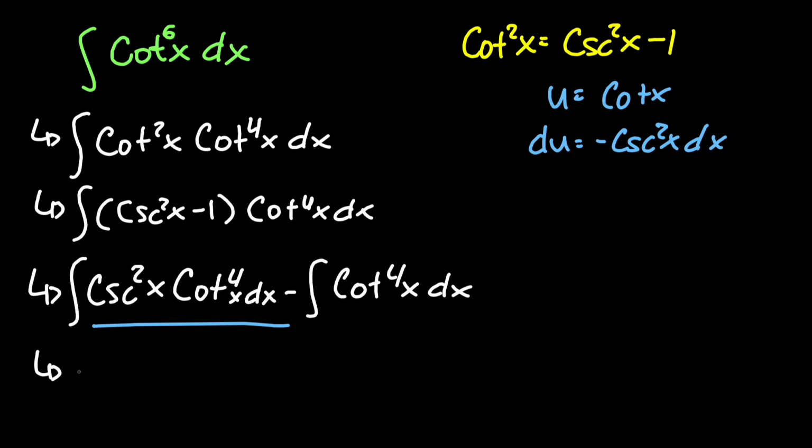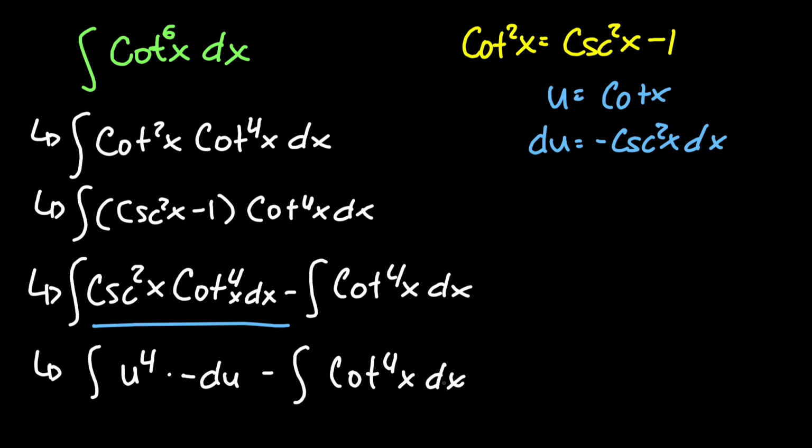So this would be the integral of u to the power of 4 multiplied by negative du minus the integral of cotangent to the power of 4 of x dx. So we'll just put the negative outside here. And so what we have here would be negative the integral of u to the power of 4 multiplied by du, which is the same as earlier.